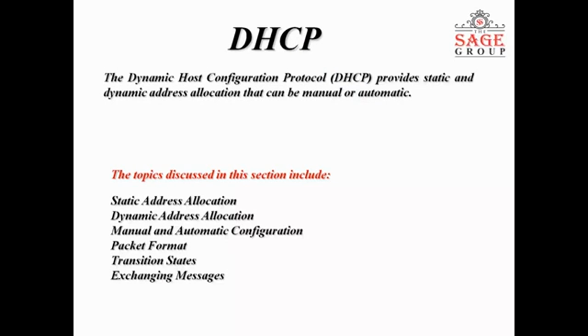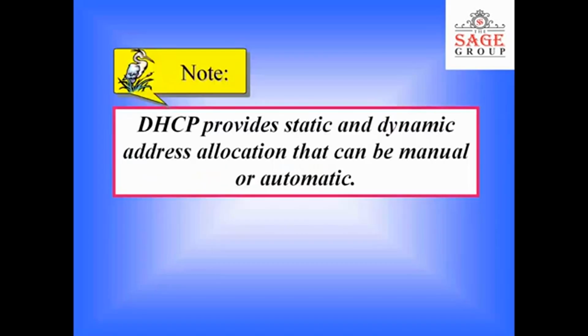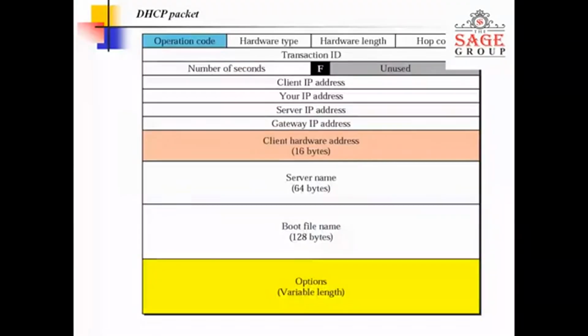In this topic, we will learn how static addresses are allocated, how dynamic addresses are allocated, manual and automatic configuration of the protocol, what the packet format for DHCP is, how transition states work, and how messages can be accessed. Now we start DHCP. As we already said, write down the things. DHCP provides static and dynamic address allocation that can be manual or automatic.